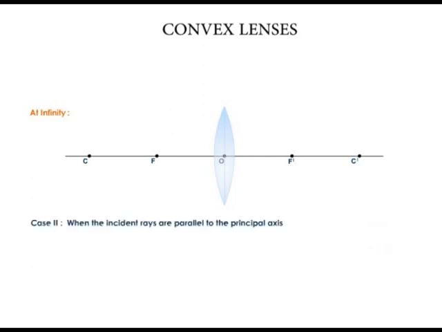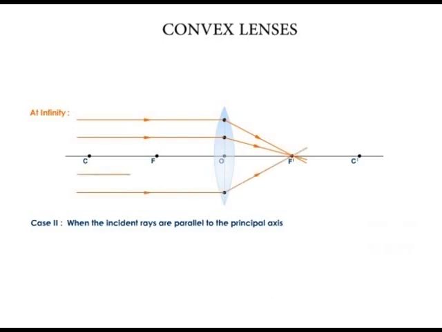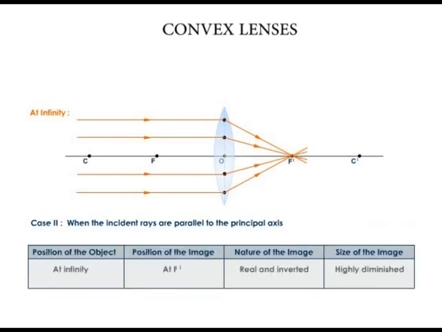Case 2, when the rays of light coming from the object are parallel to the principal axis. The rays of light parallel to the principal axis after refraction converge at the focal point. Thus, for an object at infinity, a real inverted and highly diminished image is formed at F.